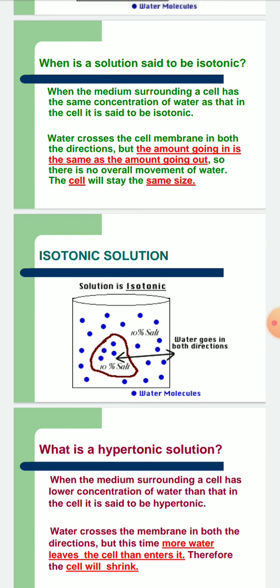When the medium surrounding a cell has the same concentration of water as the cell, it is called isotonic. Water crosses the cell membrane in both directions, but the amount going in is the same as the amount going out. So there is no overall movement of water and the cell will remain the same size.